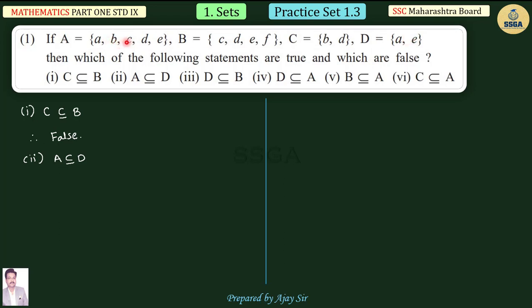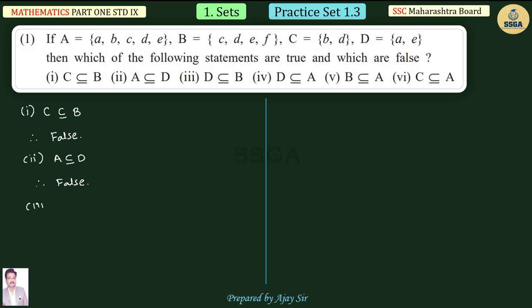But here b, c, d, these three elements are not in D. Only a and e are present. So therefore this is not a subset. Therefore this is false.